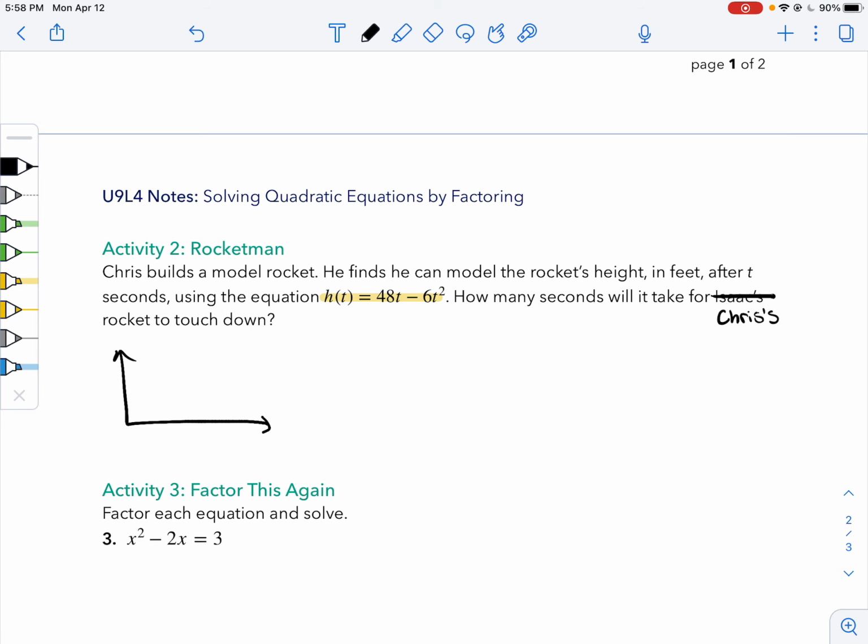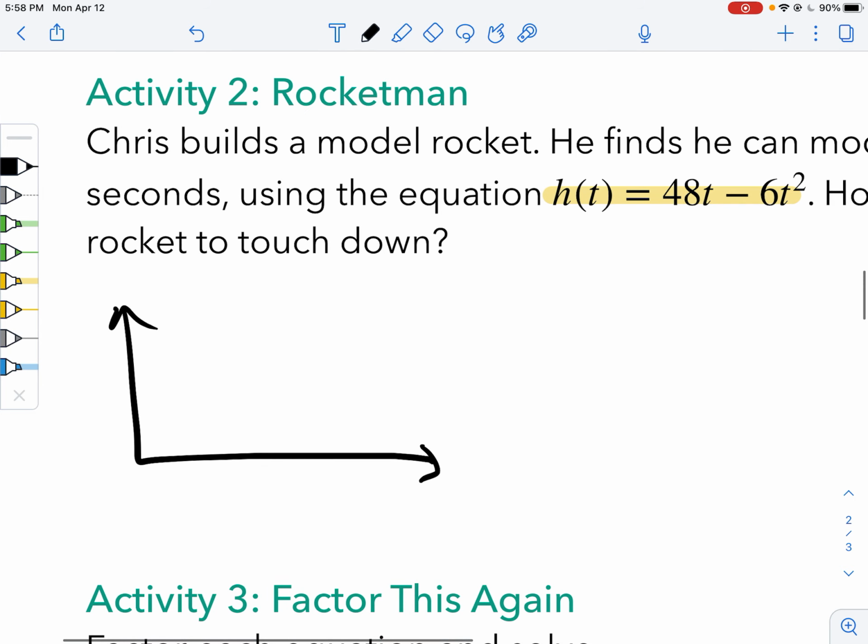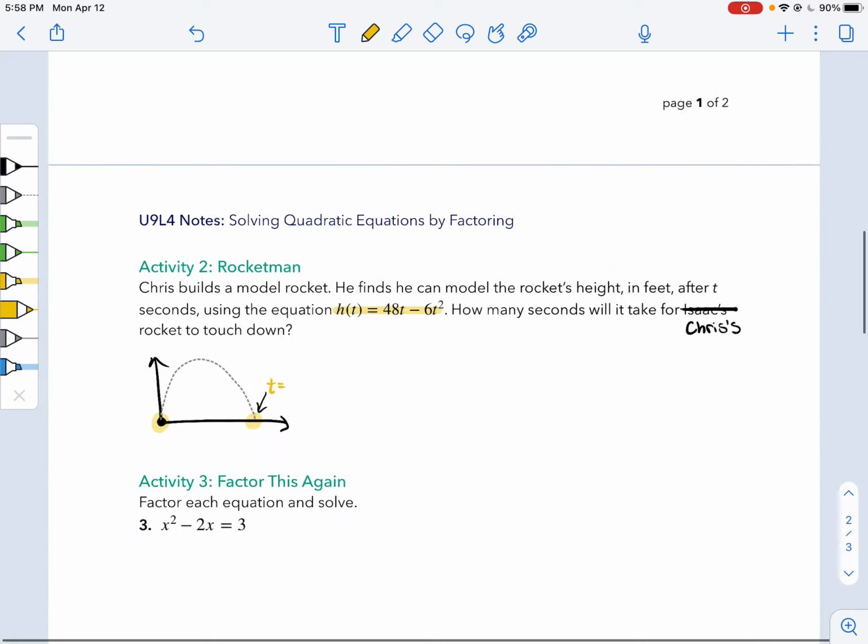Remember when I said I wasn't going to draw it? I'm going to draw it now. So this dot represents a rocket. Okay. And the rocket goes up high in the sky, and then it goes down like that, and then touchdown is where it touches down, where it touches the ground. Okay, so we're looking for, what is that point right there? What is t equal? How much time has passed?